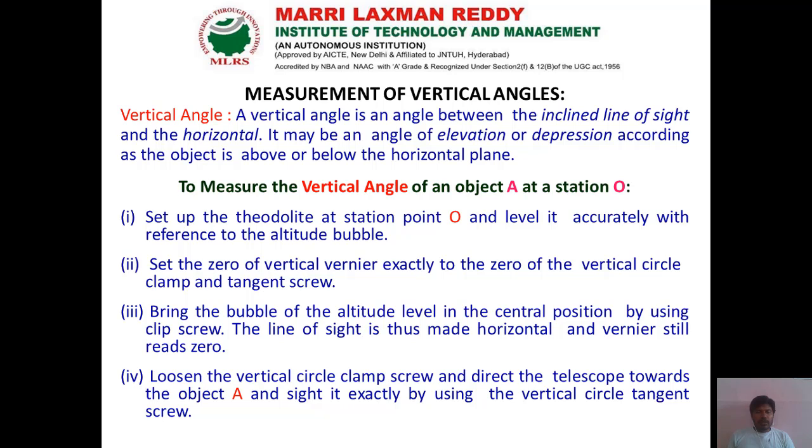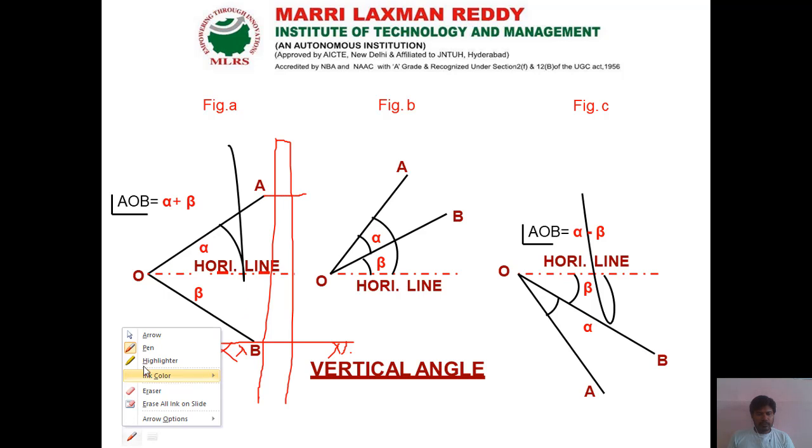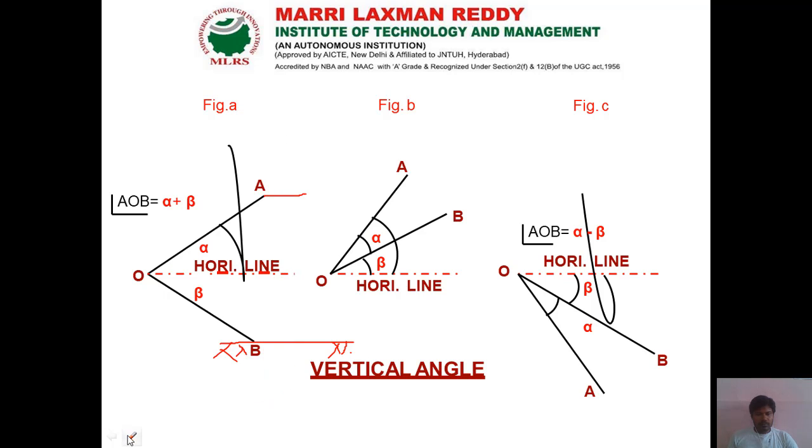Now the procedure to calculate the vertical angle. First, I am assuming that here I am having some building. So this is my ground level, and this is my building. This is the top of the building.